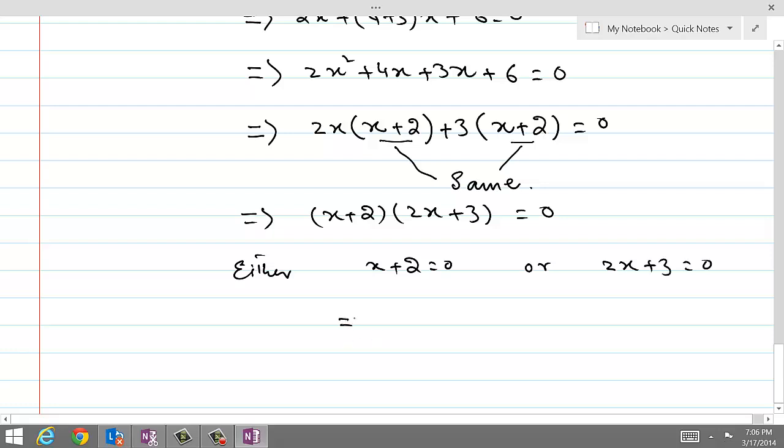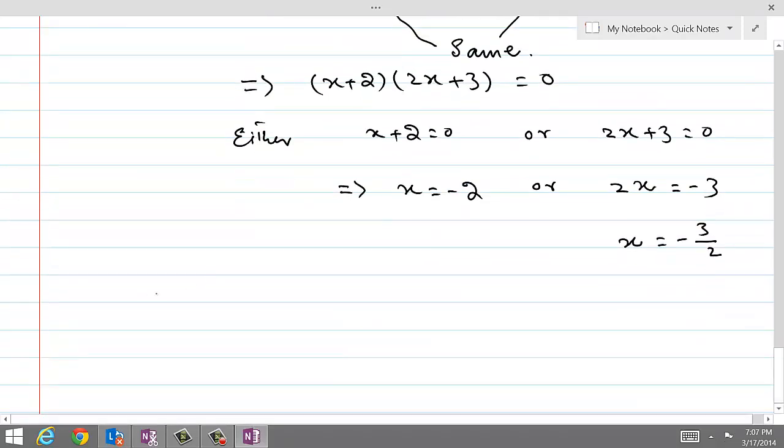If this is equal to 0, then x is equal to minus 2. Or for the second factor, we isolate x, transferring everything to the right side, so 2x equal to minus 3, and dividing both sides by 2, x is equal to minus 3 over 2. So the solution set here is equal to minus 2 and minus 3 by 2.